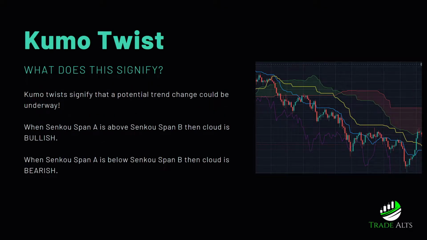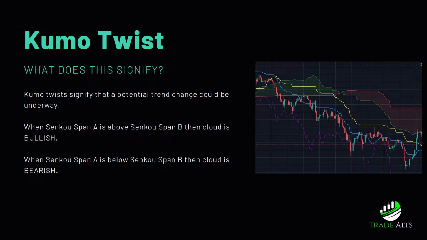So what does a Kumo twist signify? This is really important to understand. This is definitely one of the most important things I think you need to learn when it comes to Ichimoku. So Kumo twists signify that a potential trend change could be underway. And you notice I say could because, and we'll get into it in a few slides, there's what else could be taking place. But for the most part, whenever you get a Kumo twist, it's telling you that the trend that was previously the dominant trend could very well be changing.